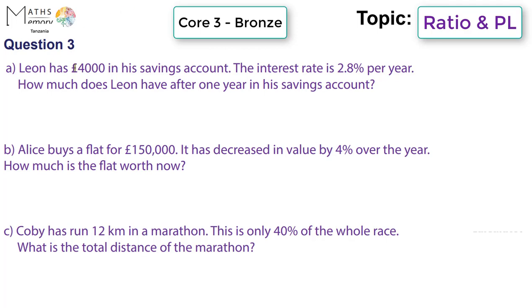So part A, Leon has £4,000 in a savings account. So this directly assumes it's a bank. Okay, the interest rate is 2.8% per year. How much does Leon have after 1 year in the savings account? So basically we're dealing with an increasing multiplying factor over here, which is assumed increasing because it's a savings account. It may not be nowadays, but look, it's the best we have, I guess, in this situation over here.